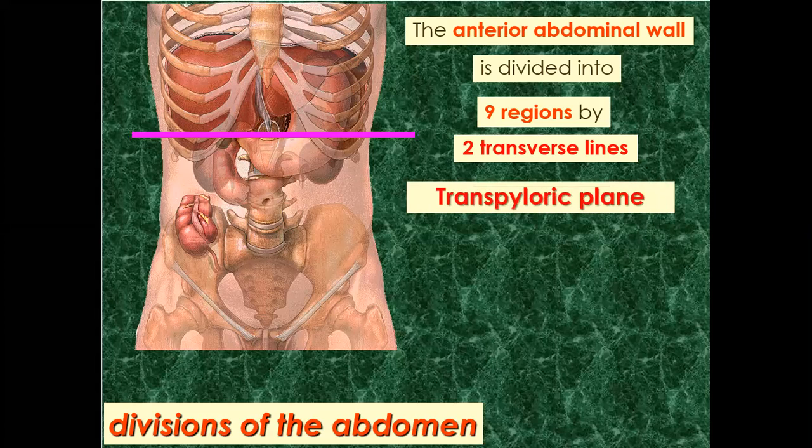This is the first line here. It is called the transpyloric plane, because it passes through the pylorus of the stomach. This is the pylorus of the stomach here. So it passes through the pylorus of the stomach, and that is called the transpyloric plane.